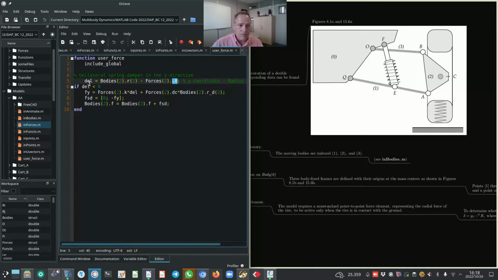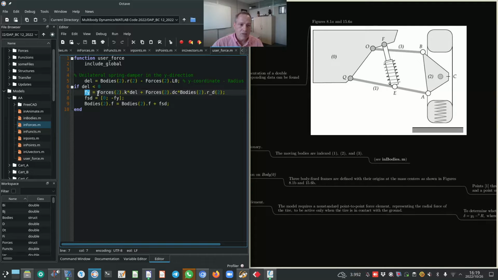Now comes the logic part, to determine whether the wheel is in contact and has actually deformed or not. And that's very simple. We just check whether del, this deformation that we've just calculated, is less than 0. If that is the case, then we can calculate this y reaction force.